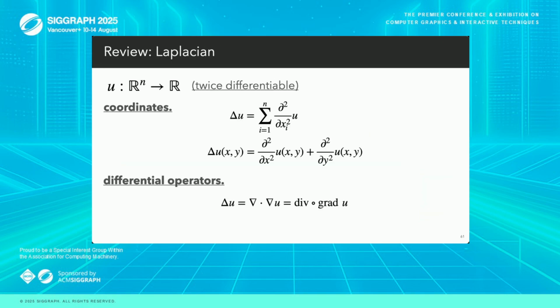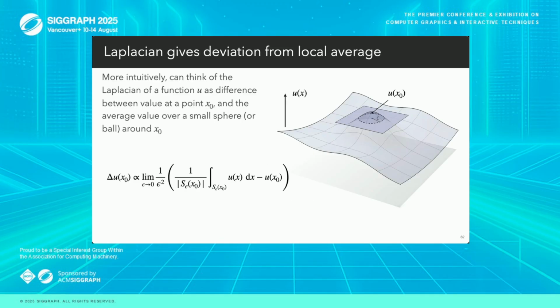Now, the Laplacian, we are going to be working on Euclidean spaces, so it's just the sum of the second-order derivatives. We can also express it using differential operators as the divergence of the gradient of the solution. But more intuitively, we can think of the Laplacian as a quantity that tells us how different the solution is from its average value on a sphere around the point where I'm evaluating the solution. Okay? So a large Laplacian means that I have very large differences. A small Laplacian means that this difference is very small.